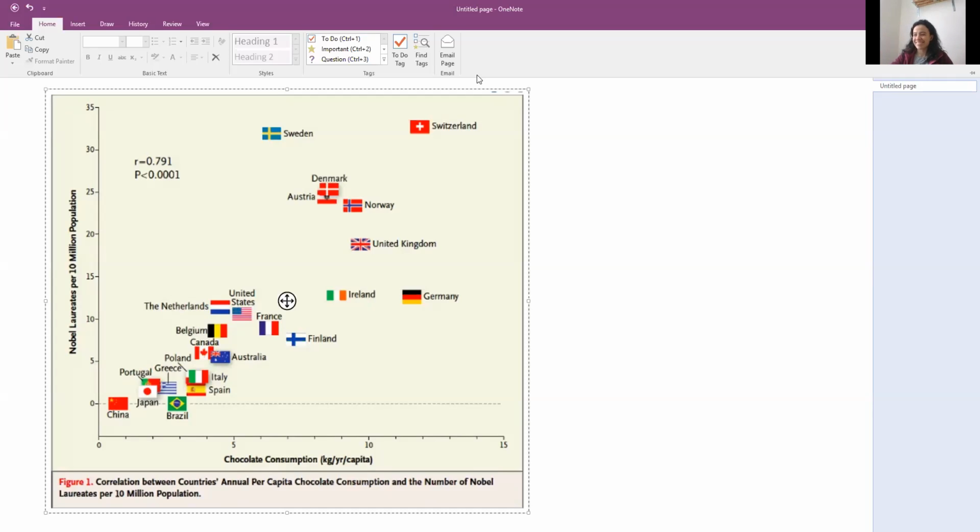Fair enough. All right, so of course, there's no causal relationship. There's no reason why we should believe that chocolate consumption might lead to us earning Nobels. According to you, though, what might be a confounding factor in this case?